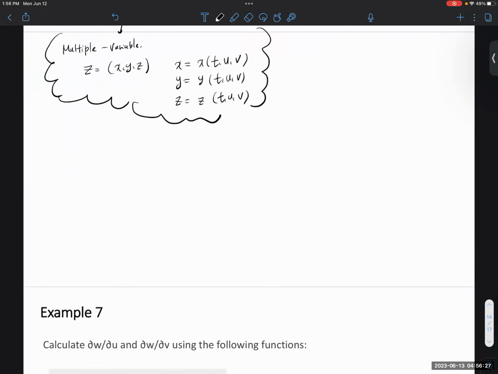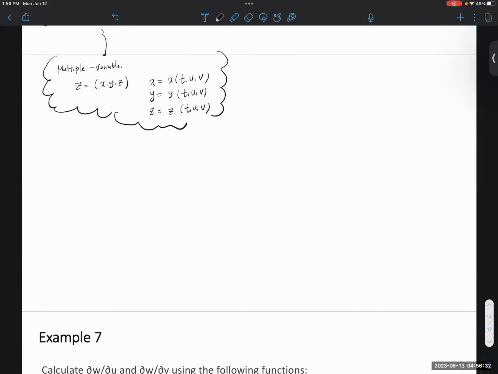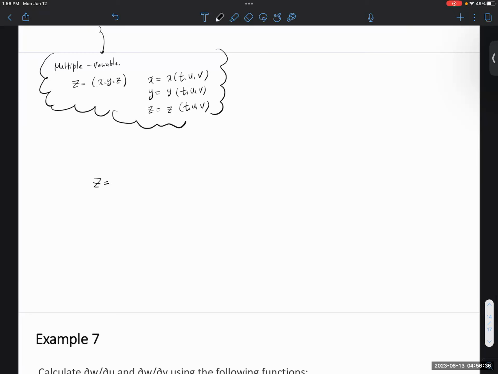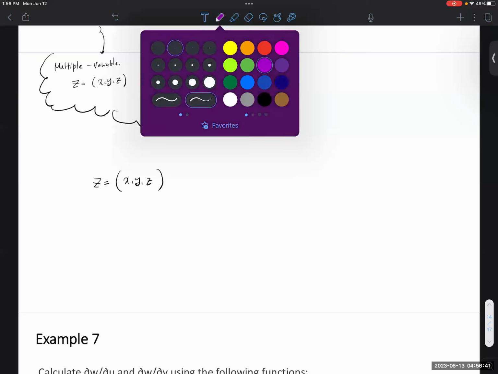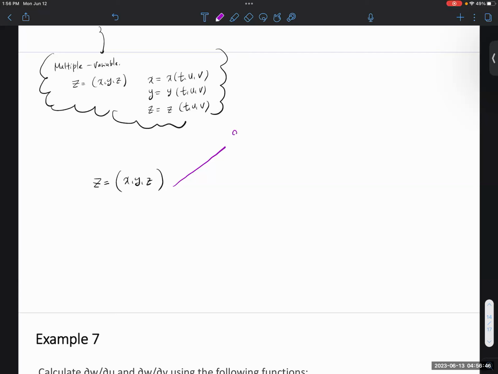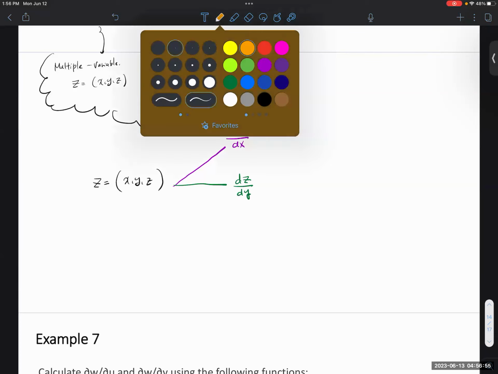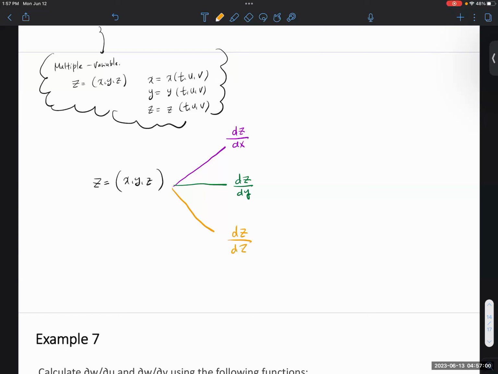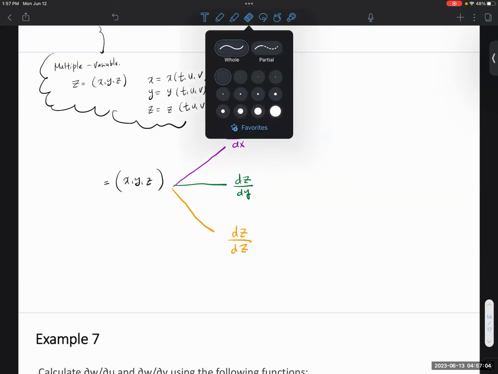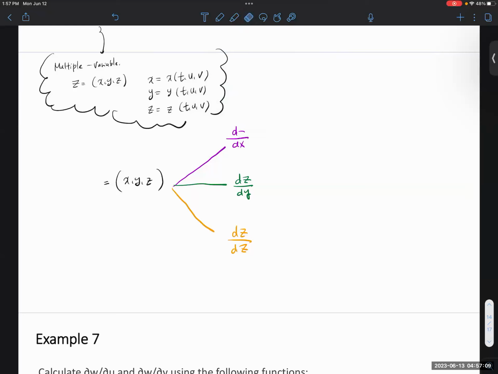Step by step, let's make a tree diagram. I'm going to make it a little bit smaller. Step 1: z equals f of x, y, z. From here you're going to have 3 different branches. The first is dz over dx, the second is dz over dy, and the last one is dz over dz. Actually, let's change this one to w, because the dz overlaps. Let's say this is w. That's better. So w: you take the derivative with respect to x, with respect to y, and the last one with respect to z. So you have 3 different branches.